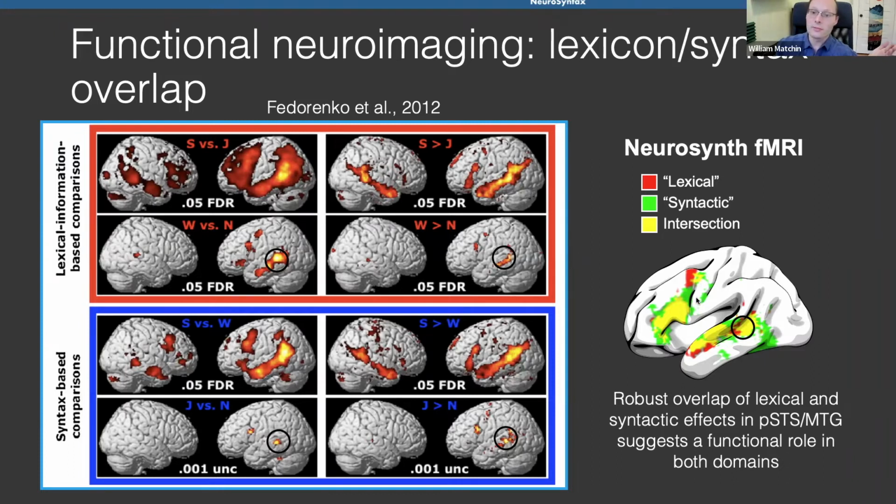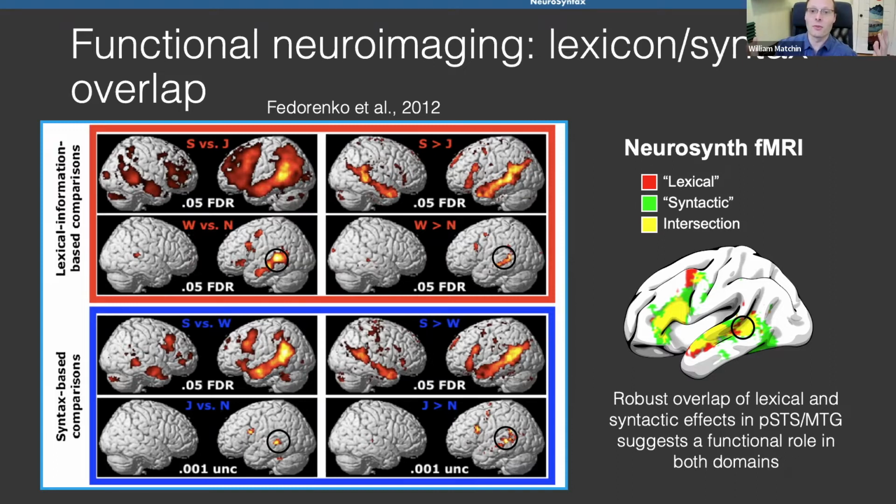On the right here, this is just using Neurosynth, which is a meta-analysis tool that looks at previously published studies using keywords. If you type in lexical and syntactic, you find, again, this parasylvian pattern, including the posterior temporal lobe where these overlap. Right, so there's this robust overlap of lexical and syntactic effects in this area.